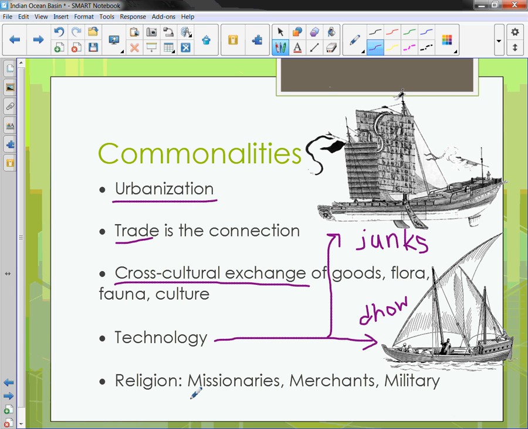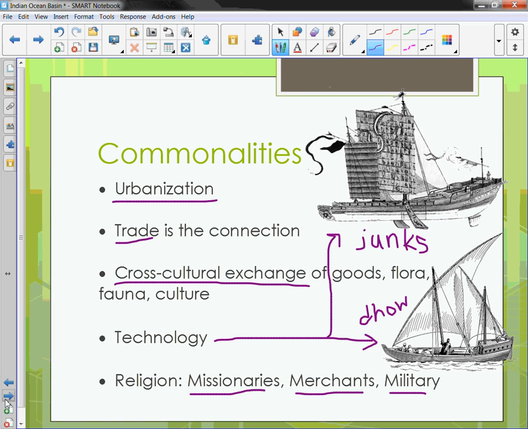And religion was spread around this region not only through missionaries like Sufis, but also through merchants. And somewhat unsuccessfully, although successful for initial exposure, well, not successful for spreading religion, successful in terms of conquest, the military.